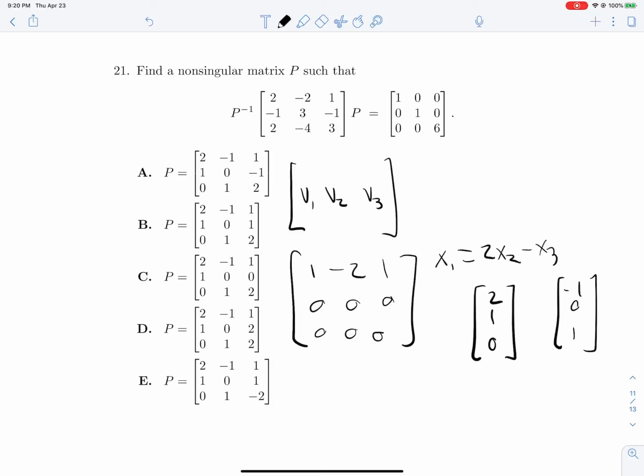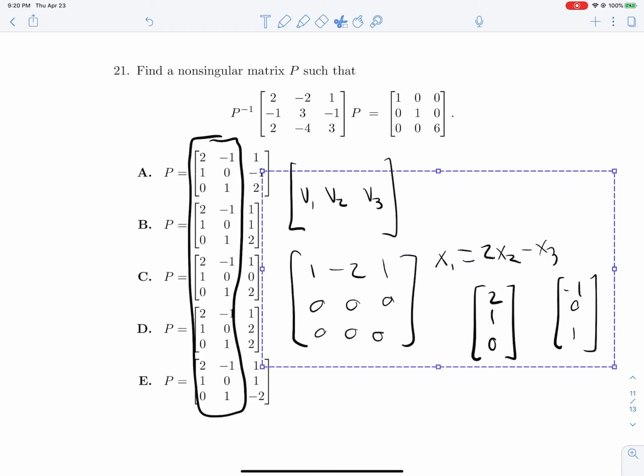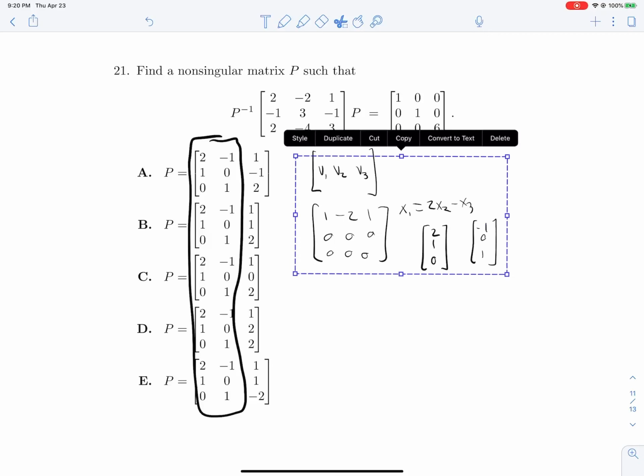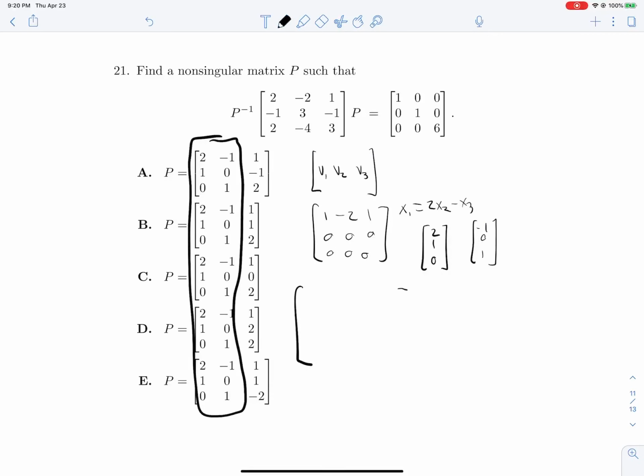And looking at our answer choices, every single option here agrees with us. So we should be on the right track so far. Let's plug in lambda equals 6 and solve for our final eigenvector. -4, -2, 1, -1, -3, -1, 2, -4, -3. Okay. Let's flip all of the signs in this matrix because there are way too many negatives.